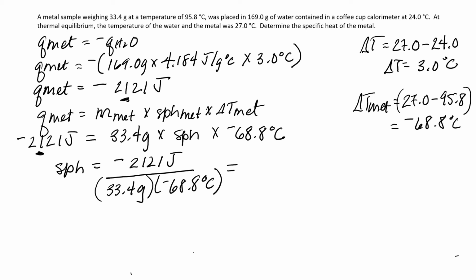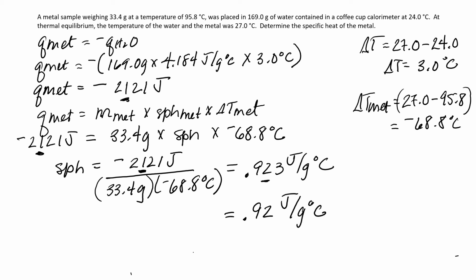Again, negative divided by negative gives us a positive specific heat. We get 0.923 joules per gram degrees Celsius, but we're limited to 2 sig figs, so we have to round that to 0.92 joules per gram degrees Celsius. So practice these. I think they're fun. I hope you have fun learning how to work them.